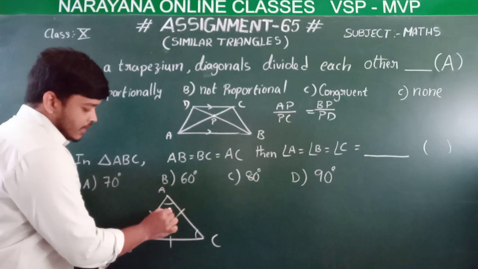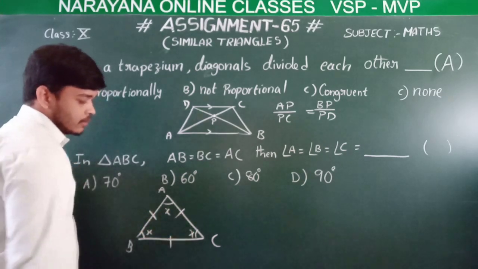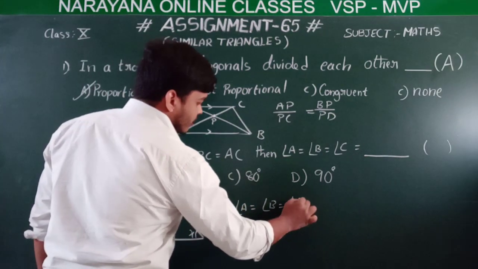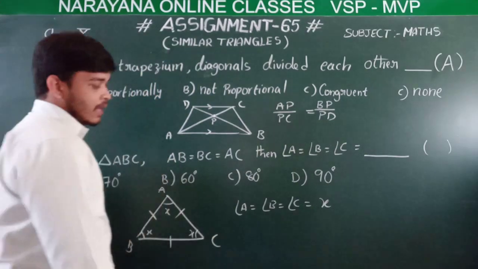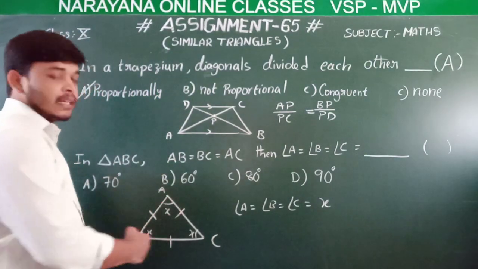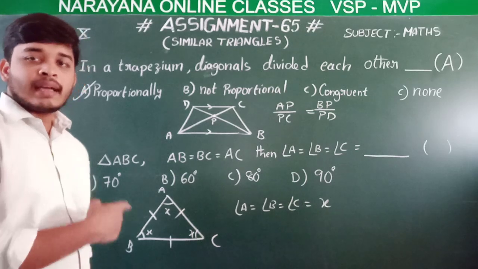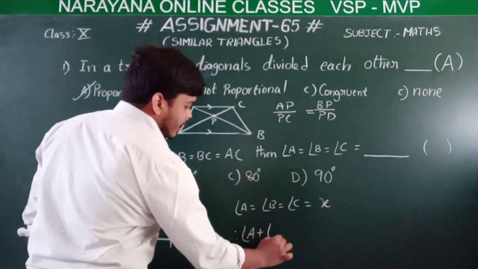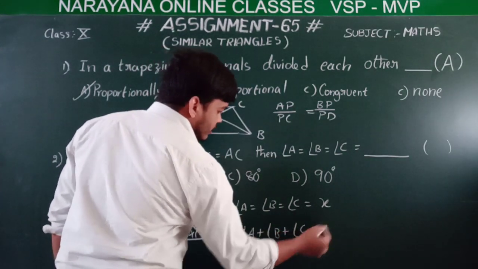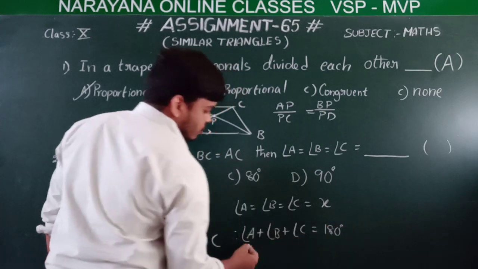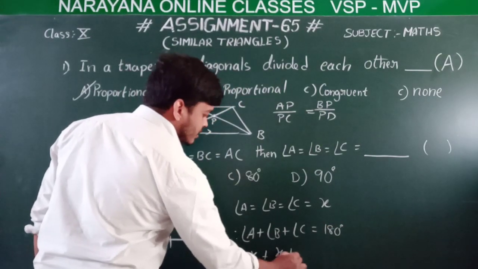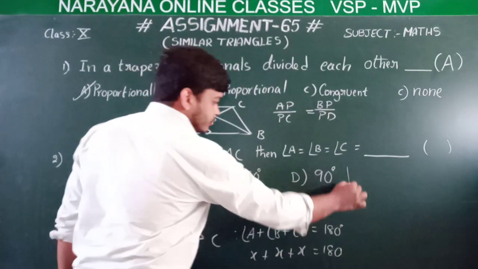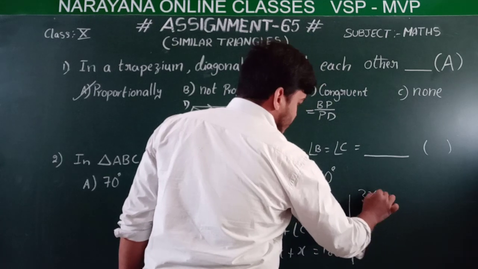So all the angles are equal. Take it as x. Angle A is equals to angle B is equals to angle C, let it be taken as x. We know that the sum of interior angles of a triangle is 180, it means angle A plus angle B plus angle C is equals to 180 degrees. Angle A is x, angle B is x, angle C is x. Therefore, x plus x plus x is 3x.